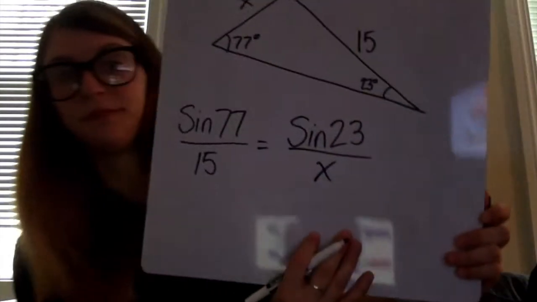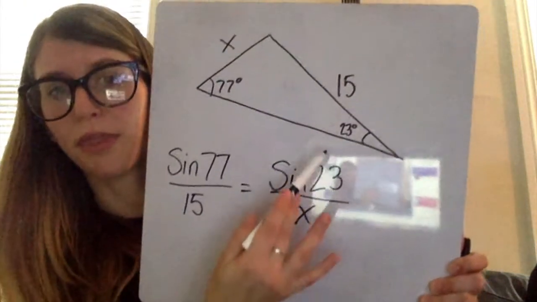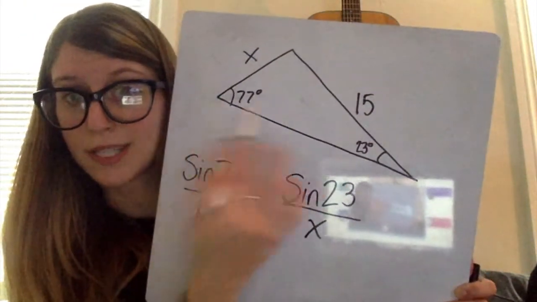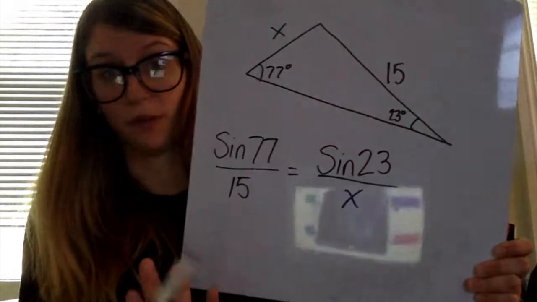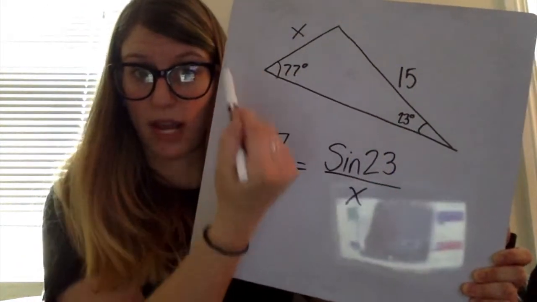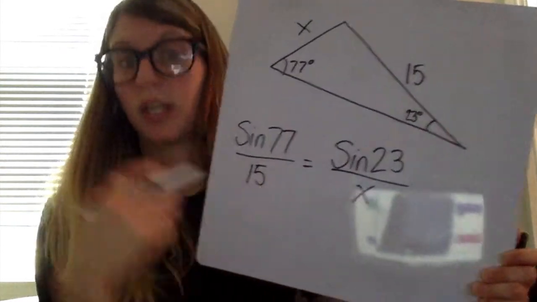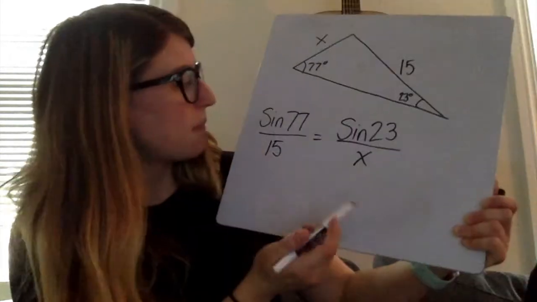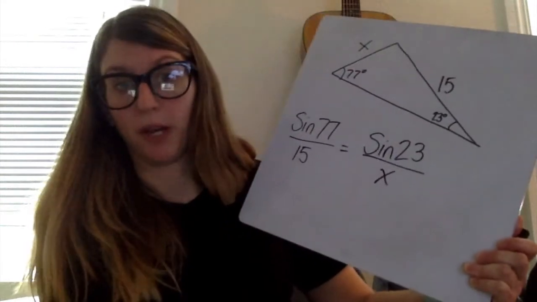So I'm going to do sine of 77 over 15 equals sine of 23 over x. If you called this A and this B, you still get the same thing, it's just flip-flopped. So it really doesn't matter. Just be consistent with A is across from A, B is across from B, C is across from C. Just be consistent. Okay, and now I'm going to cross multiply.